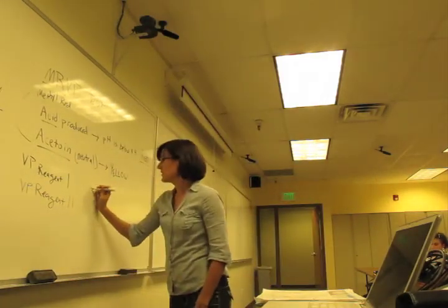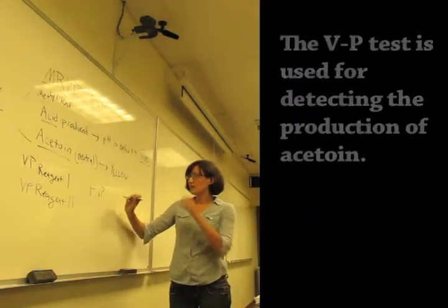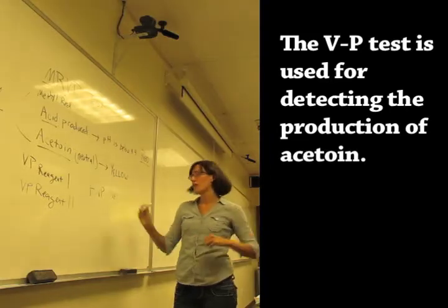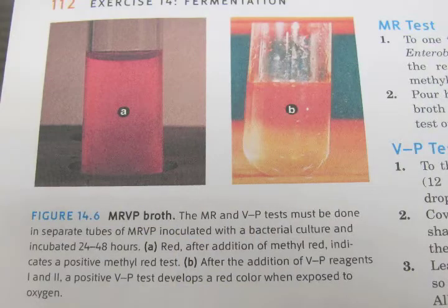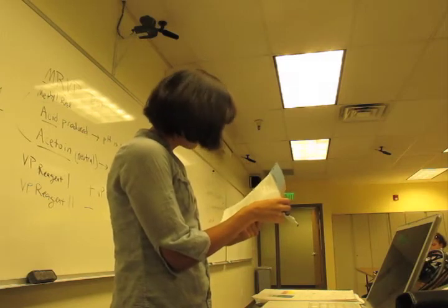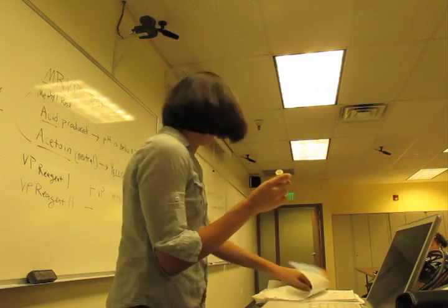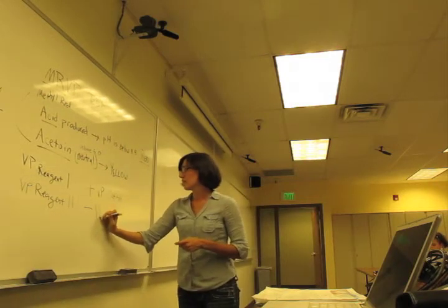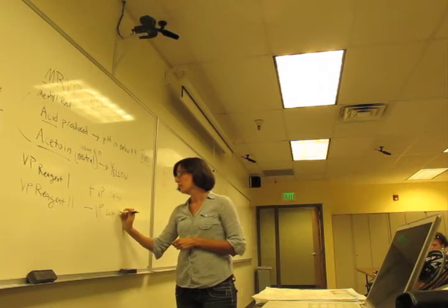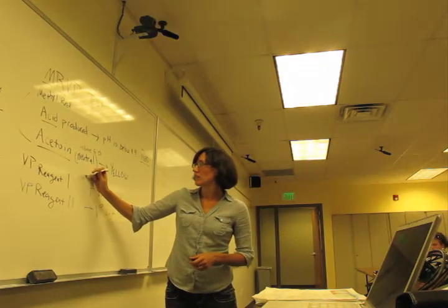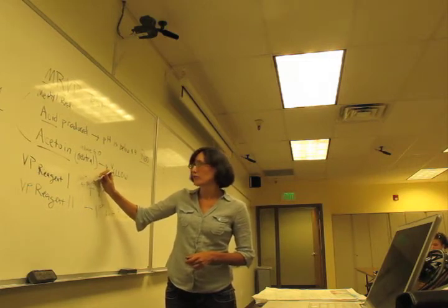A positive VP test, the whole thing won't turn pink, but just at the top of the broth it will be pinkish. And a negative VP test, if it doesn't change, I think it either stays yellow or turns light brown. So negative VP will be light brown. This one's the most lengthy test because you have to wait. I think in your book it says 15 to 30 minutes before you look at it.